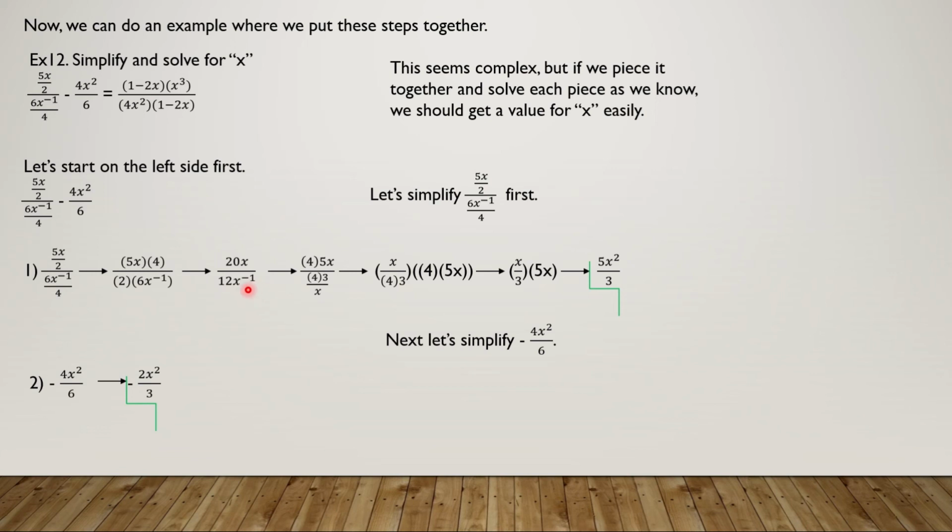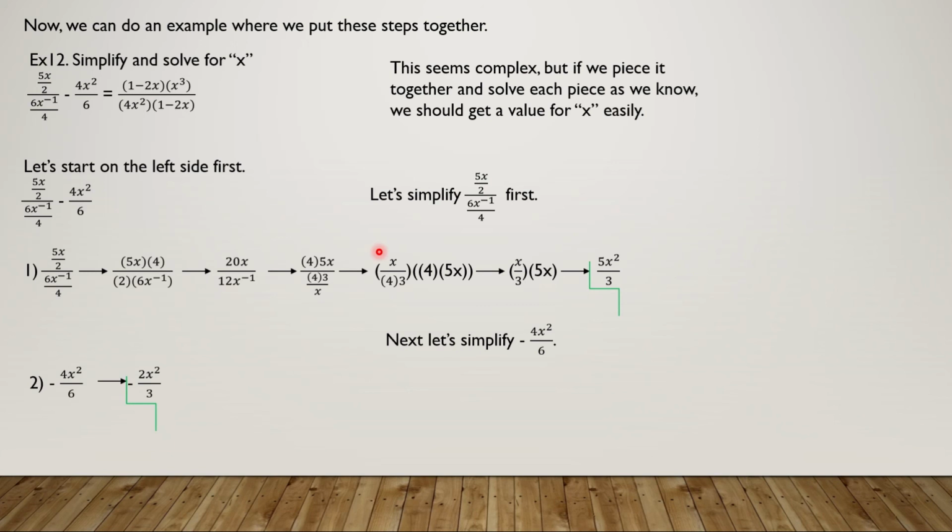And 12x to the first power becomes, well, 12 turns into 4 times 3 because 4 is a factor of 12, and x to the negative first power becomes 1 over x, and that 1 over x is multiplied to the 4 times 3, so it becomes 4 times 3 divided by x. On the numerator, 20 has a factor of 4 also. It becomes 4 times 5 times x, and because we have this as another complicated fraction, what we can do is apply the keep change flip.